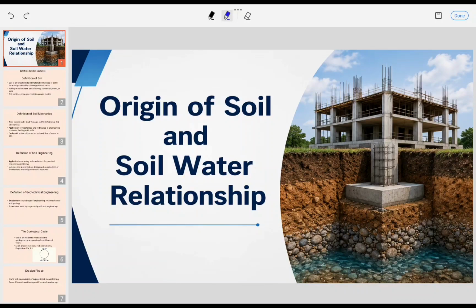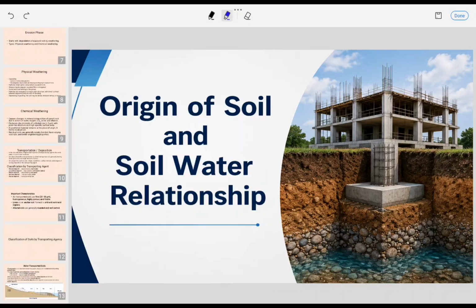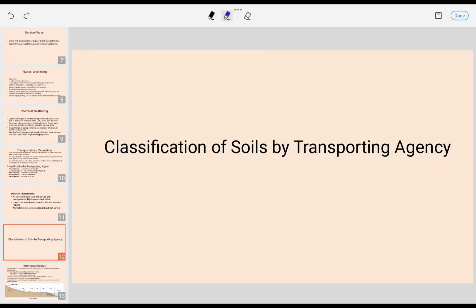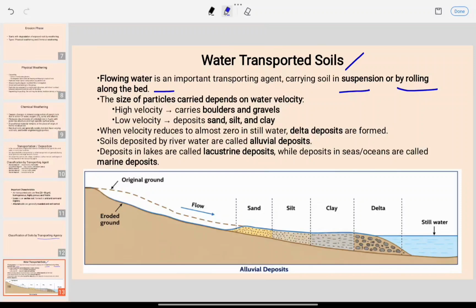So let us begin. First, let us understand the classification of soil by transporting agency. The first one in this category is water transported soil. Flowing water is an important transporting agency that carries soil particles either in suspension or by rolling along the bed.